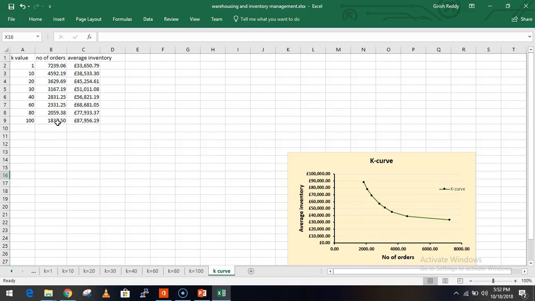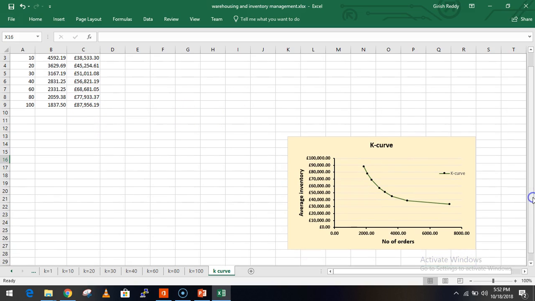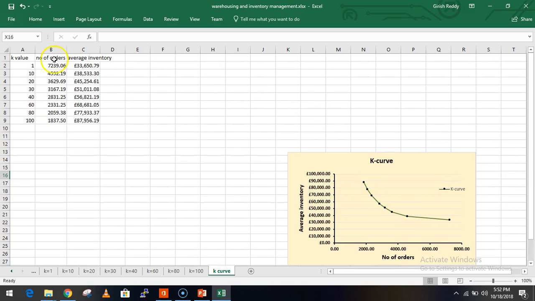And so you should increase the number of orders so that the average inventory level will be low. After getting these values, just select both of them, keeping the number of orders as the x axis and average inventory as the y-axis. Just generate this by using the insert option.